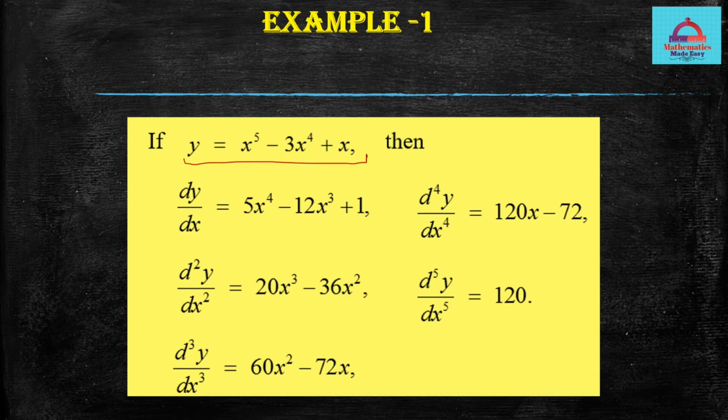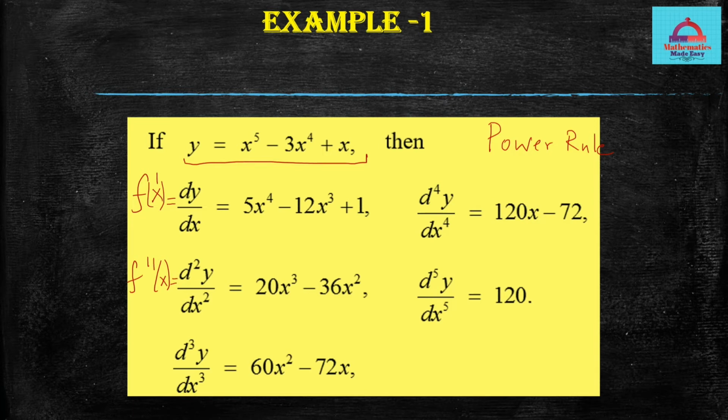So you are going to be using power rule to get the derivative. So you differentiate this function y one time and apply power rule. So your derivative, the first order derivative, I will write here f'(x) is dy by dx, which is equal to 5x to the power 4 minus 12x to the power 3 plus 1.